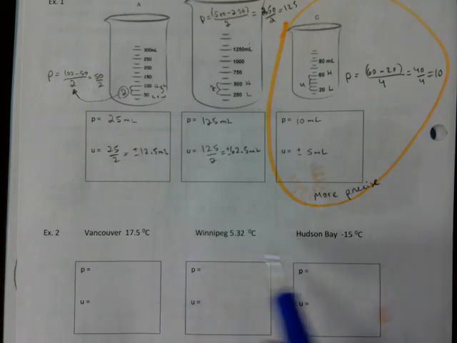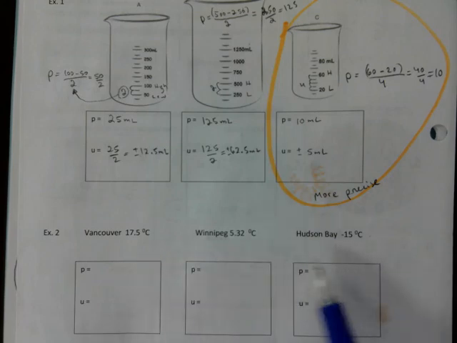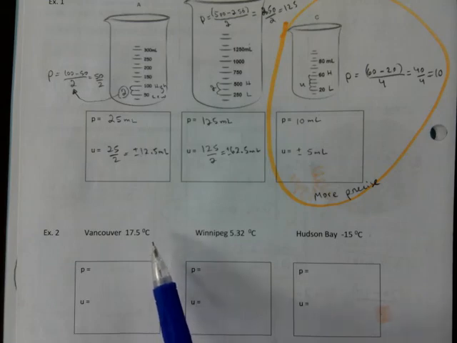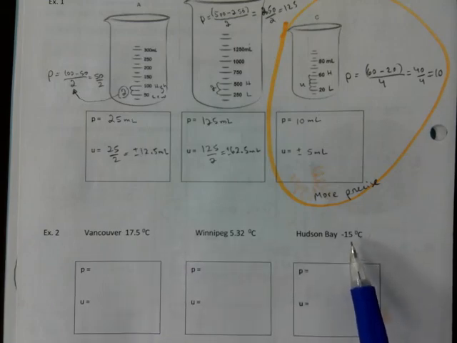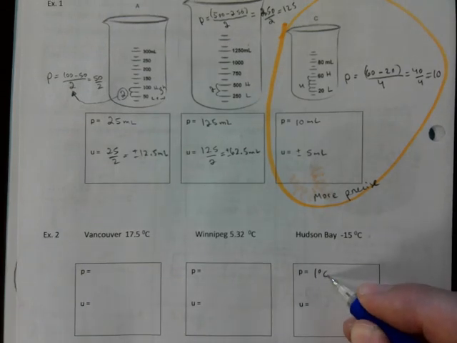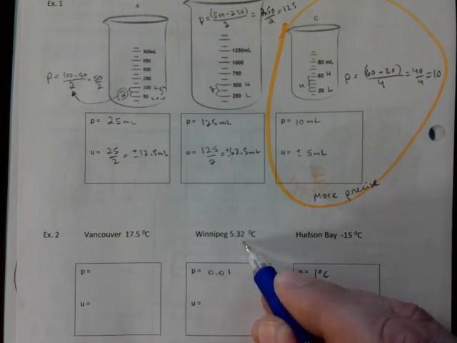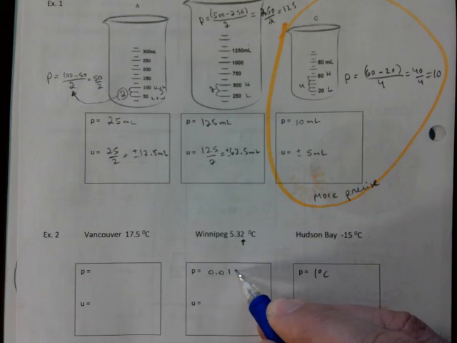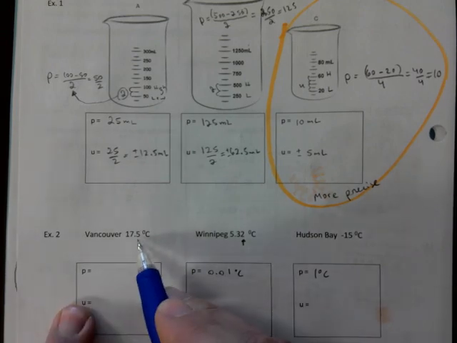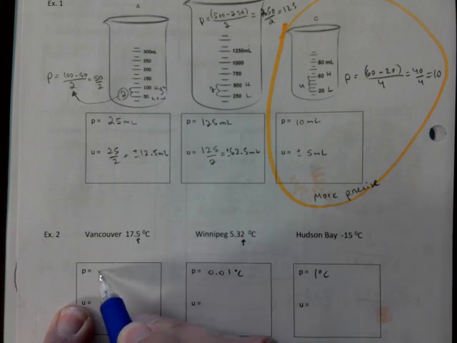Between Vancouver, Winnipeg, and Hudson Bay, there are 3 cities with temperatures. Which one of these is most precise? All Celsius, right? So that's not a problem. This will be 1 Celsius. Okay. This one is 0.01. It's right there, second decimal place. And this one only has 1 decimal place, so this is 0.1 degrees Celsius.